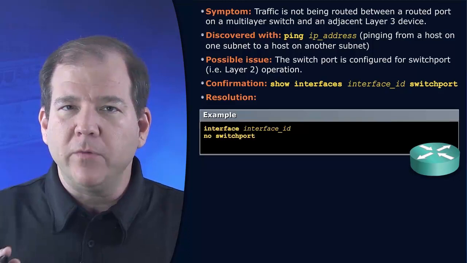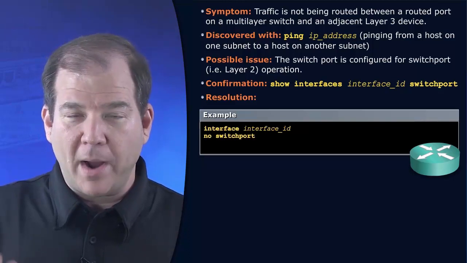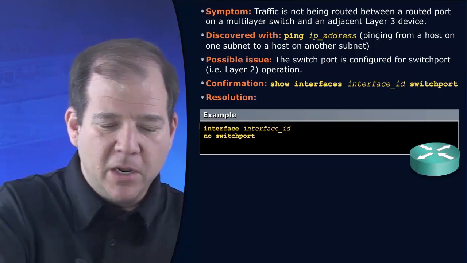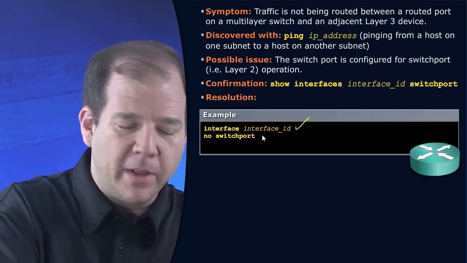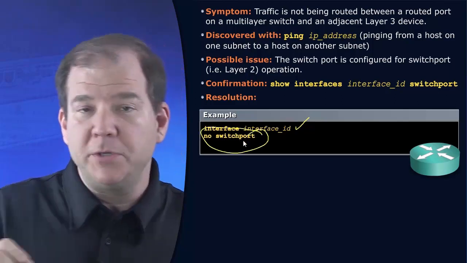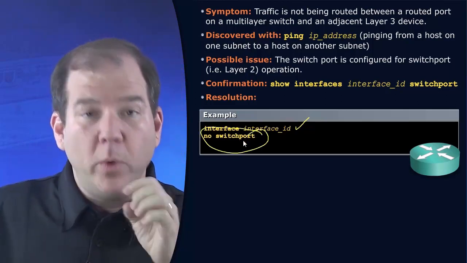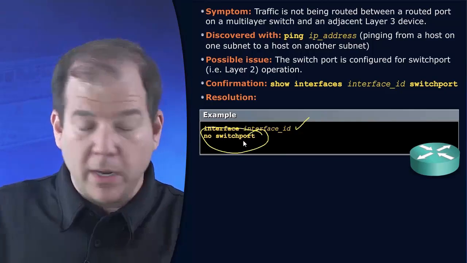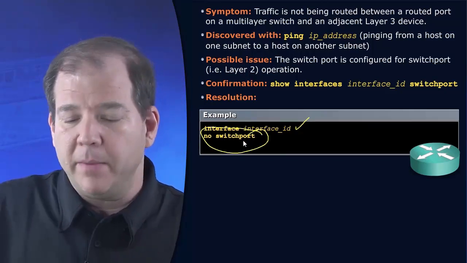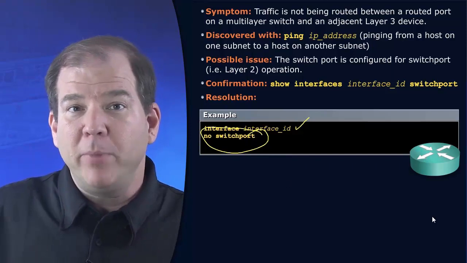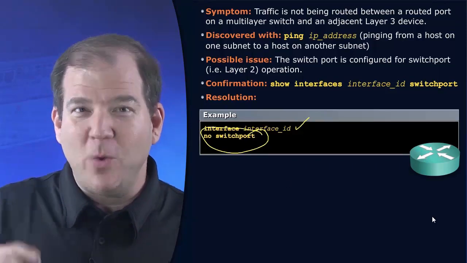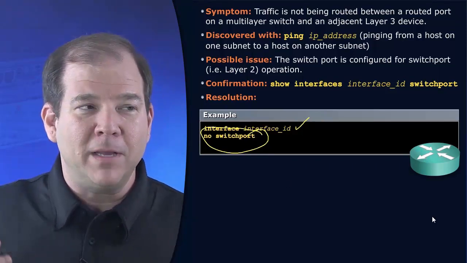The way we convert something from a switch port to a routed port, as we just demonstrated, is we go into interface configuration mode and we simply say no switchport. At that point, we are able to give the IP address command. We would not be allowed to do it before we gave that command, but now we can give the IP address command.